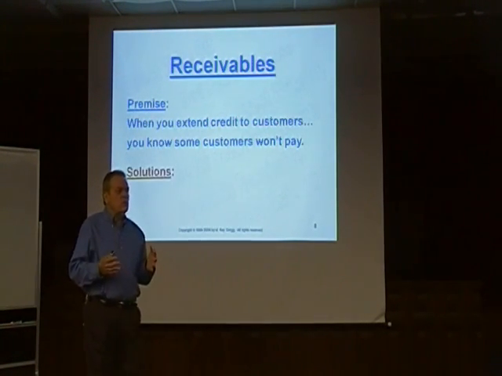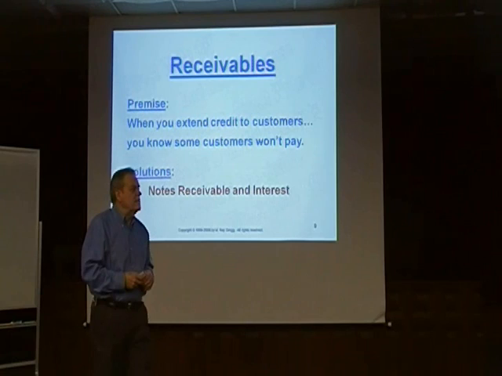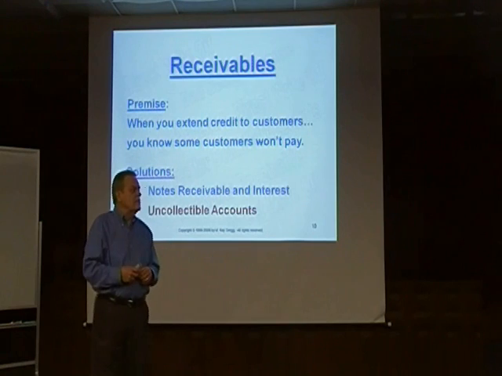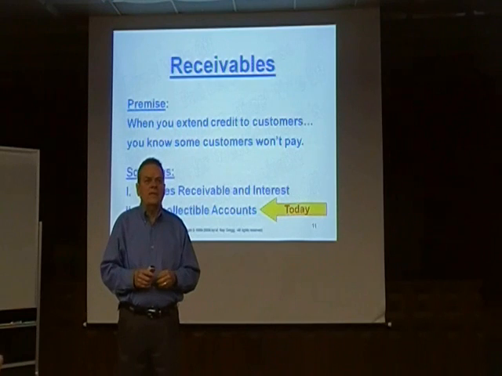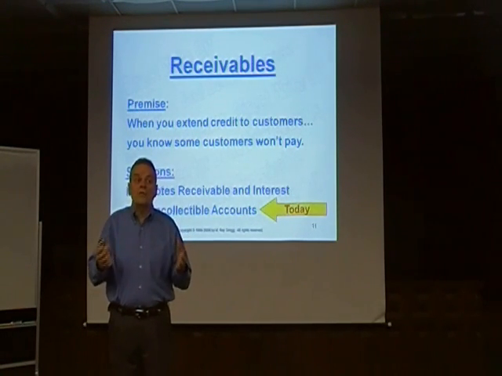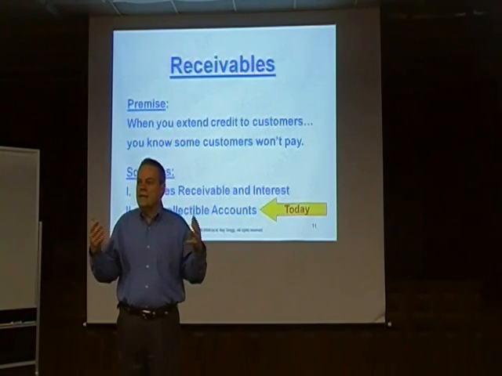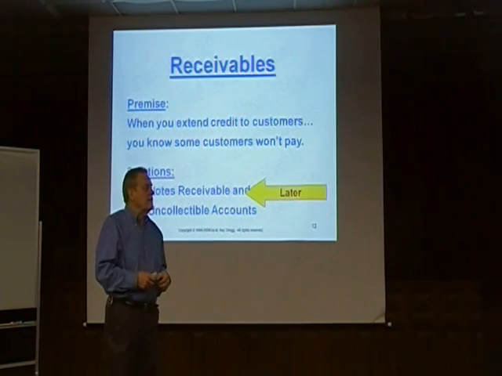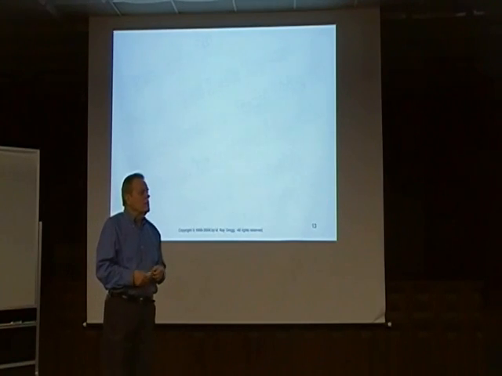We are faced with 2 possible solutions to that this week. One of those is notes receivable and interest, and the other is uncollectible accounts. I plan to spend most of my time, all of my time today, talking about uncollectible accounts because of the way I set you up. 3 out of 4 homework problems are on that topic, and class discussion kind of parallels that. Later this week, in first discussion in my groups, we're going to talk about notes receivable and interest, and that's one of your homework problems for second discussion.